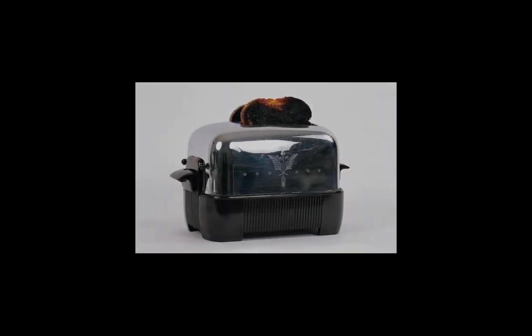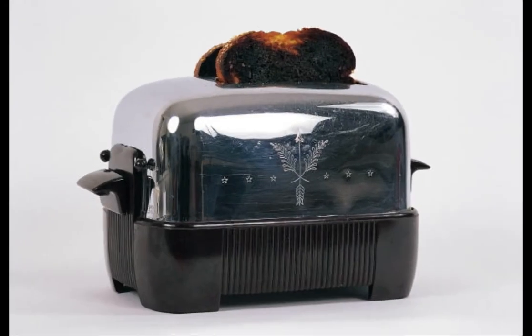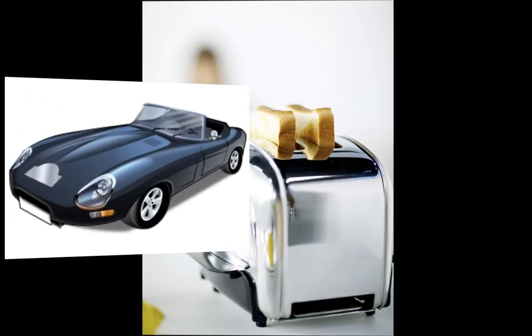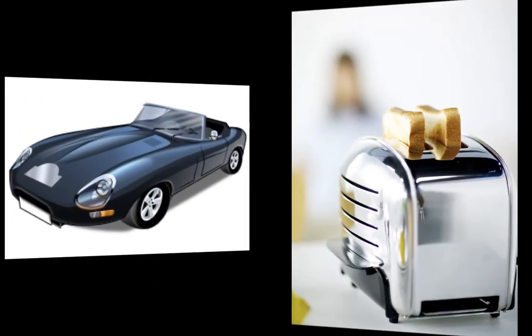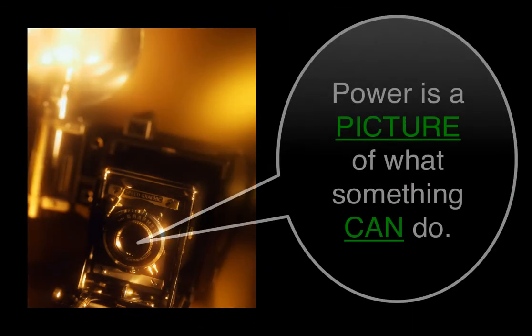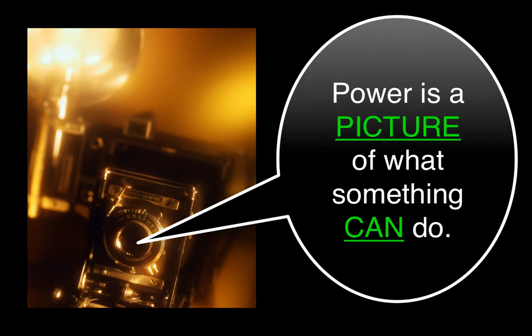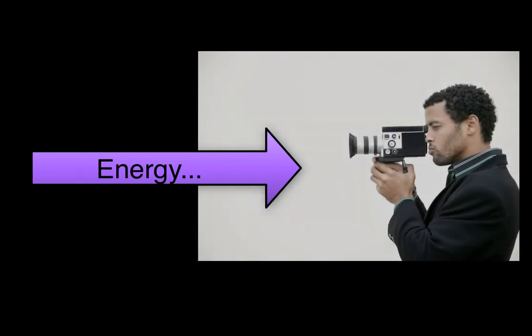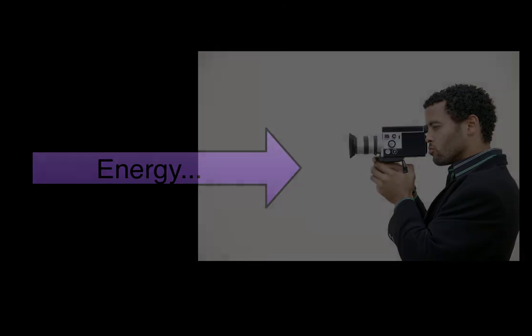See, you've actually got to drive the car to determine how much energy it uses, just like you have to use the toaster to figure out how much energy it uses. You see, the power rating of a car or a toaster is simply a snapshot, like taking a picture. Power is a picture of what something can do. On the other hand, energy is like a movie. Energy is what a device or machine is actually using while it's working.